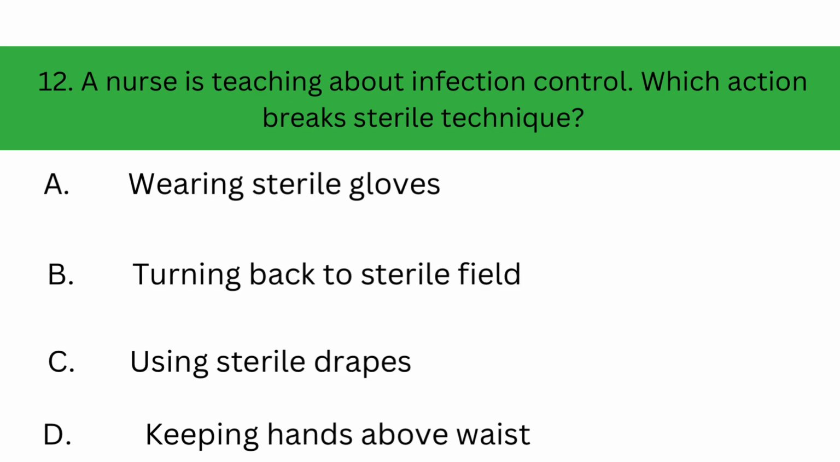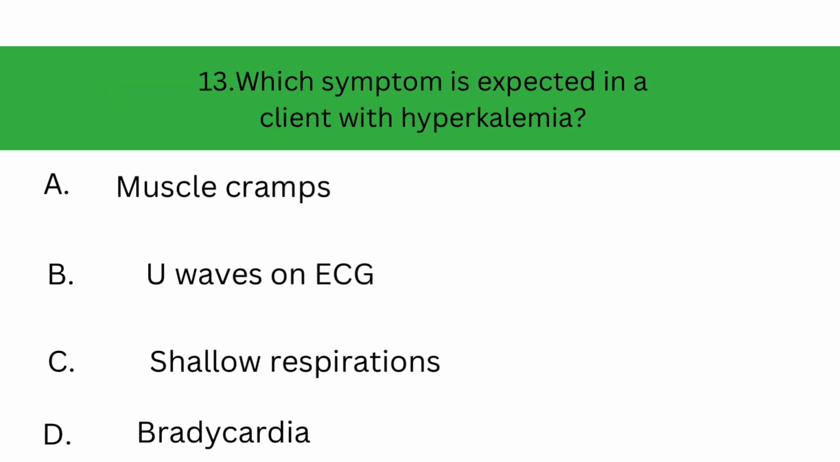12. A nurse is teaching about infection control. Which action breaks sterile technique? A. Wearing sterile gloves. B. Turning back to sterile field. C. Using sterile drapes. D. Keeping hands above waist. Correct answer: B.